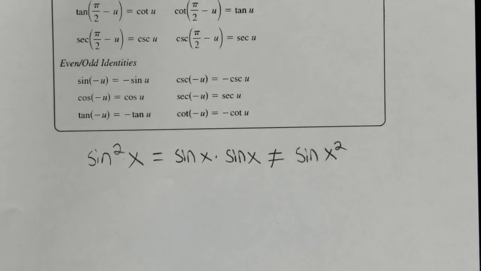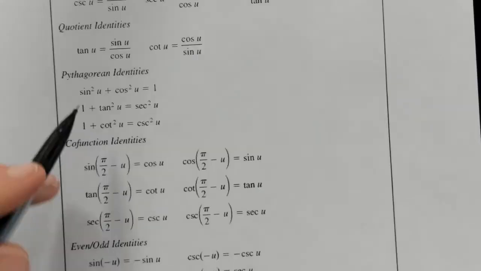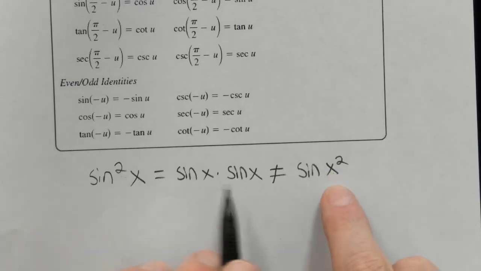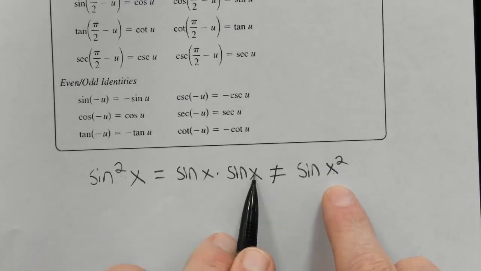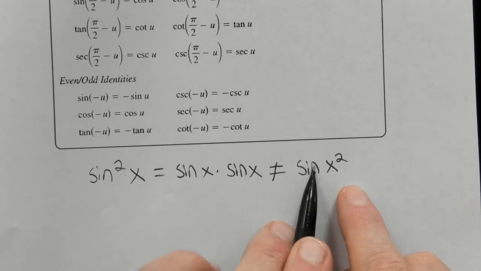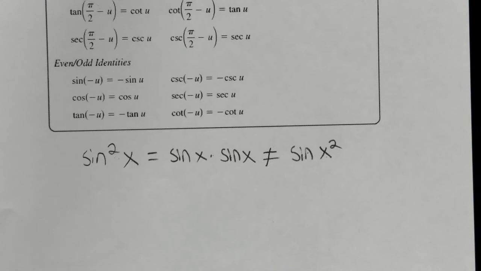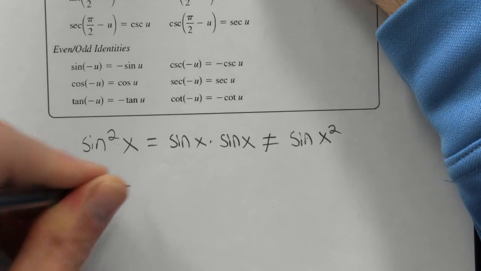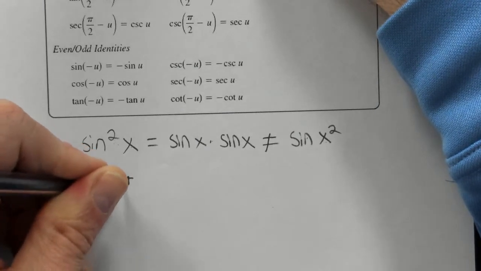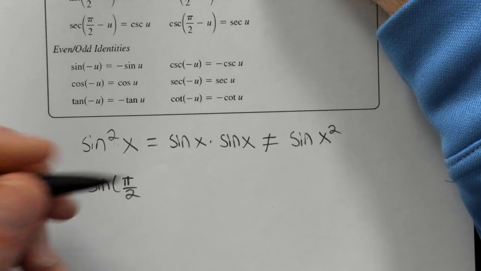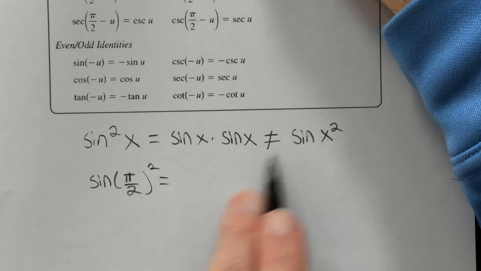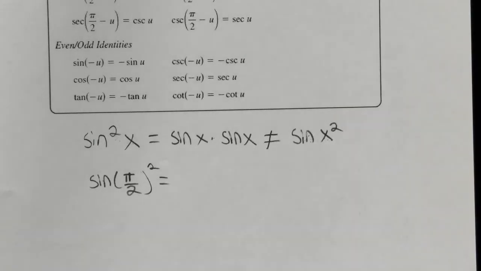So we need to make sure that we are aware of that before we start using the identities with sine squared in them. These two are not the same. Taking sine of an angle times the sine of the angle is not the same as taking sine of the angle squared. We can illustrate that right now. Let's see if we can find the value of sine of pi over 2 squared.